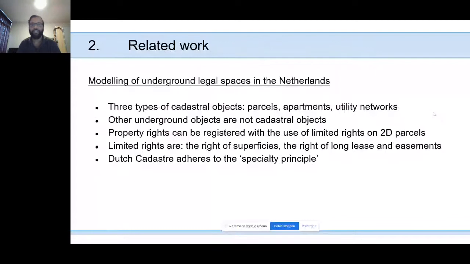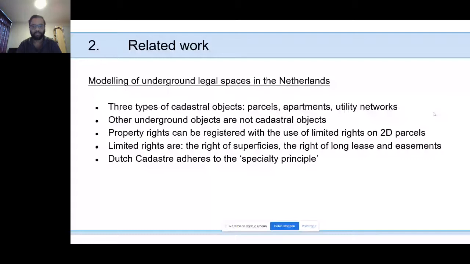First, the situation, how it is now in the Netherlands. There are three types of cadastral objects: parcels, apartments, and utility networks. The utility networks are registered as separate legal objects in the Dutch Cadastre and as physical objects by the utility network companies. Other underground objects are not cadastral objects. However, their property rights can still be registered with the use of limited rights on 2D parcels. Limited rights are the right of superficies, the right of long lease, and easements.